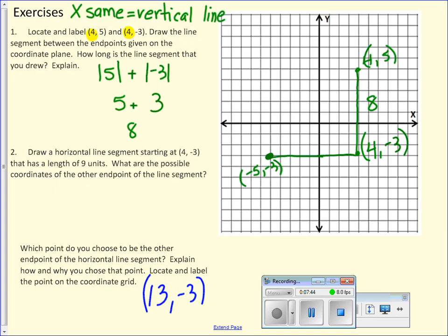Even without counting the boxes, you could figure it out. I have to go from 4 and go 9 to the left. So I did 4, and I need to do 5 more to make a total of 9. So if you want to label that length with a 9, you can do that. So the ordered pair is -5, -3. Make sure you have all of this on your notes. All right, so let's continue.